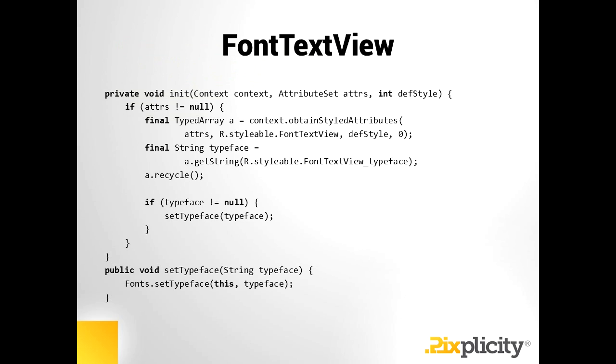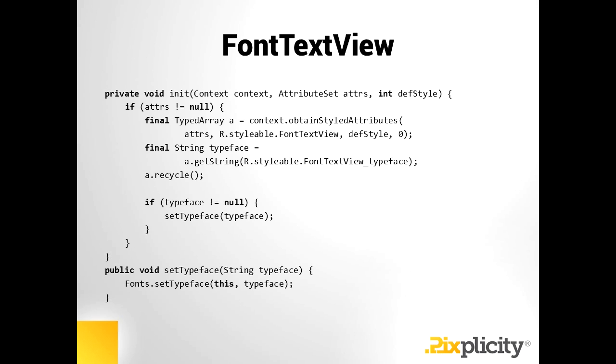And then we just read it. We obtain the style attributes. In this case, we provide whatever default style we set. I think at the very beginning, I actually set it to 0. So by default, it won't use any style at all. But what it tries to do then is it uses this typed array to locate that attribute that we defined.